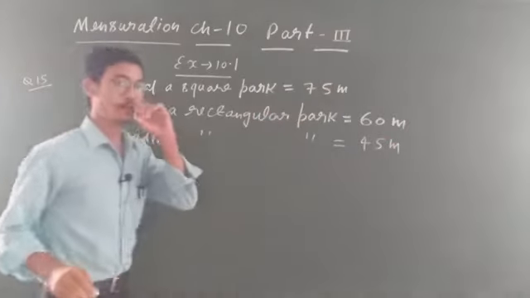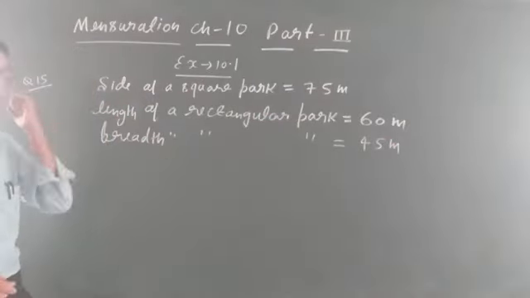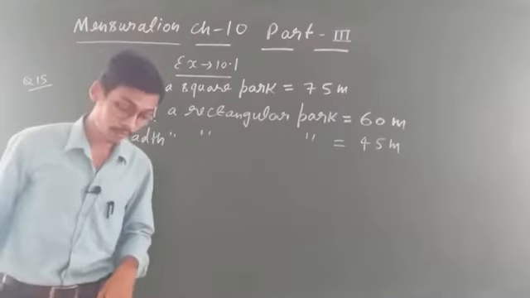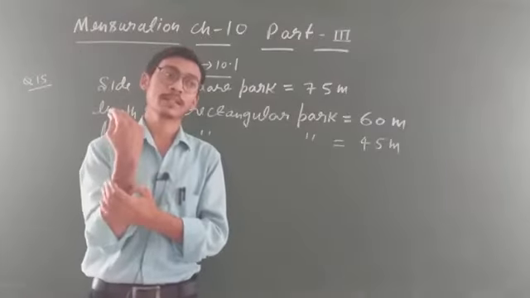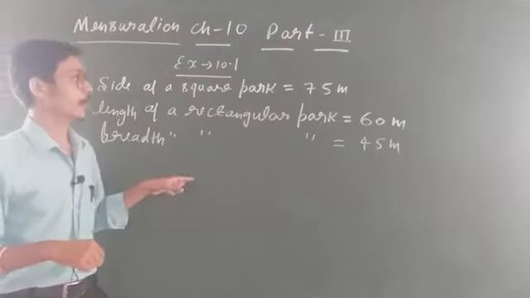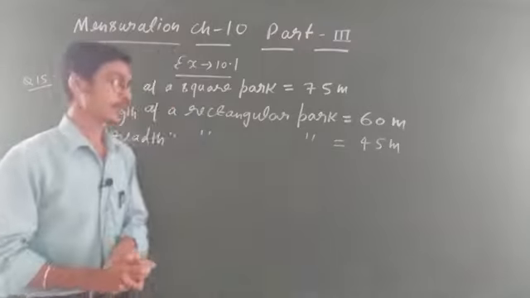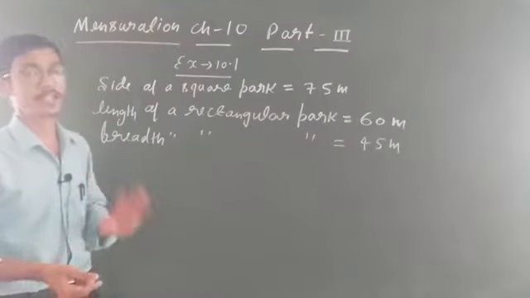Now student, in this question what is given? Side of the square path is given, and length and breadth of the rectangular path are given. Clear, student? It is asked who covers less distance. Now one question will come in your mind: in this question do we have to find area or perimeter? Who covers less distance? So what is distance?